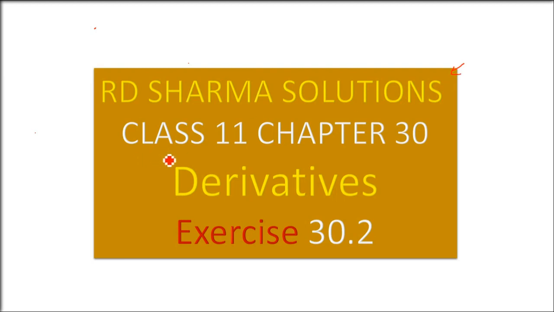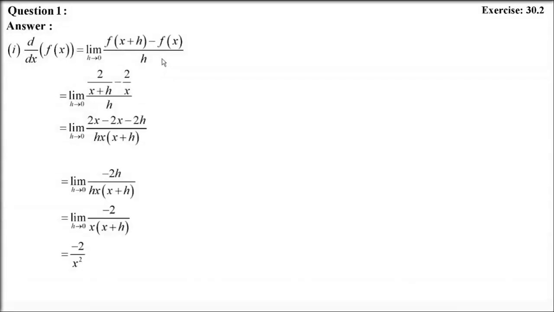This is R.D. Sharma solution, class 11, chapter 30, derivatives, exercise 30.2. We have to differentiate each of the following by first principle. The first question, first part, there are different parts. f(x) is 2 by x. How to do this? We'll use first principle.